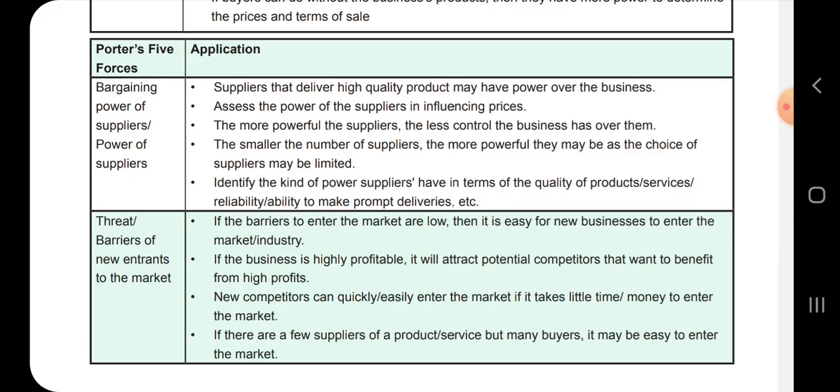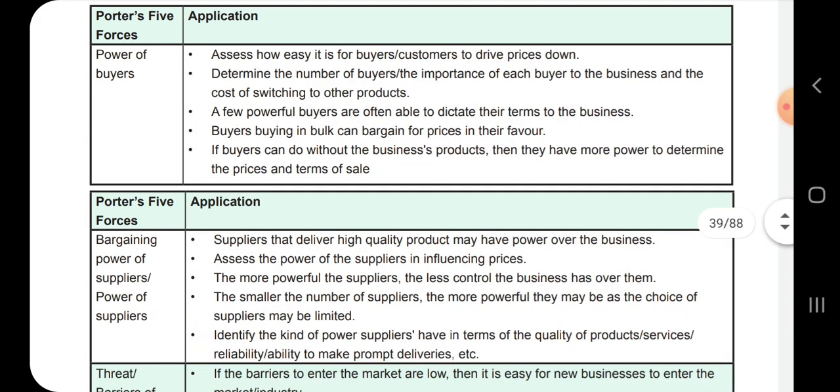The more powerful the supplier, the less control the business has over them. The smaller the number of suppliers, the more powerful they may be, as the choice of supplier may be limited. So try to find a lot of quality suppliers so that you are not limited to one supplier. If they decide to increase their prices, then you are stranded. So that is the bargaining power of suppliers. How you apply it is getting more suppliers that will be able to supply you if the other one starts to misbehave.